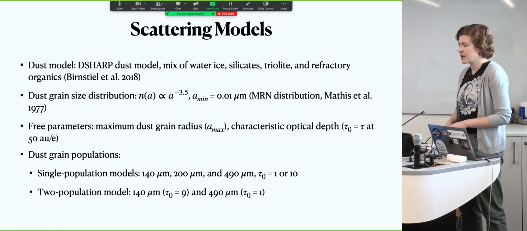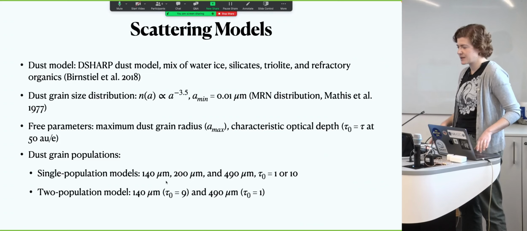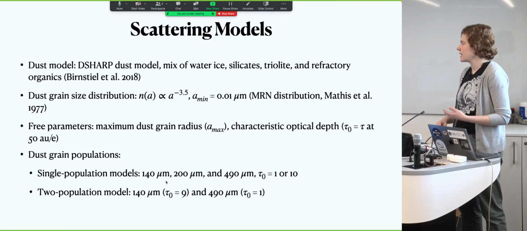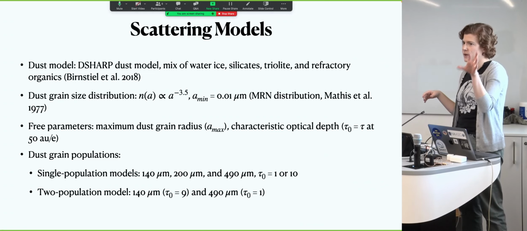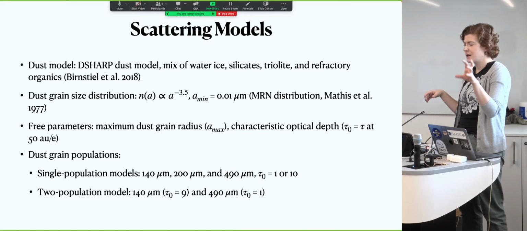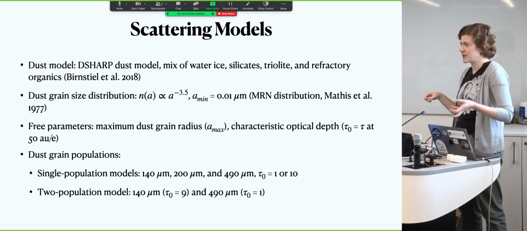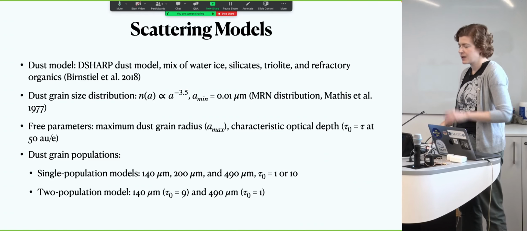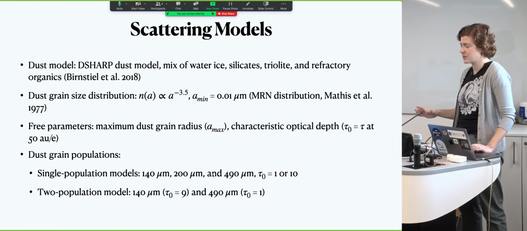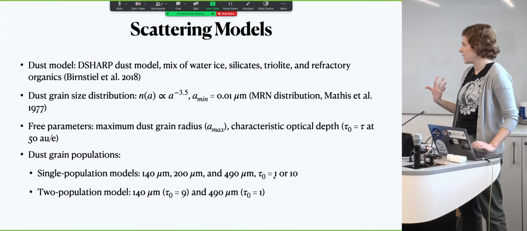So in our scattering models, we've considered a few different dust grain populations. To test the effects of optical depth, we've created these single population models where there's one defined maximum dust grain size, and then the rest of the grains follow a power law distribution of sizes. And we've run models with a few different maximum dust grain sizes and either high or low characteristic optical depths.